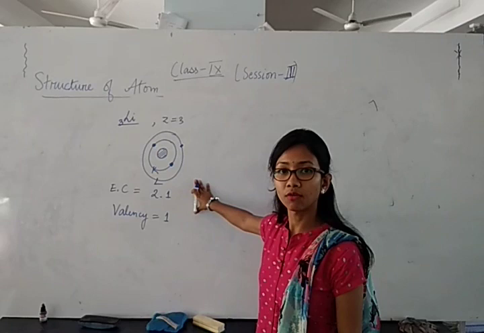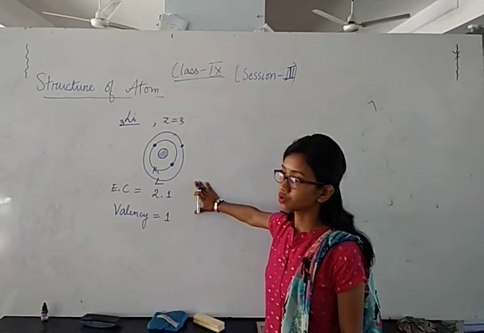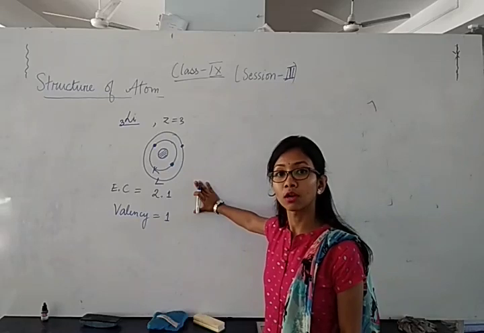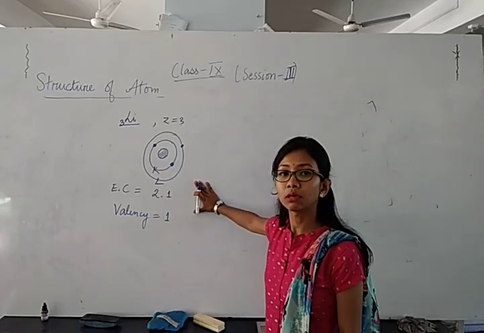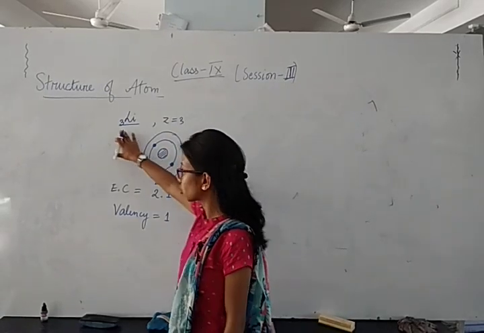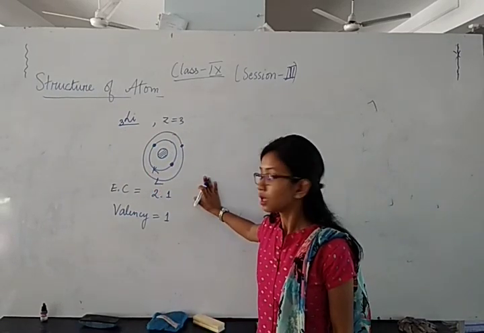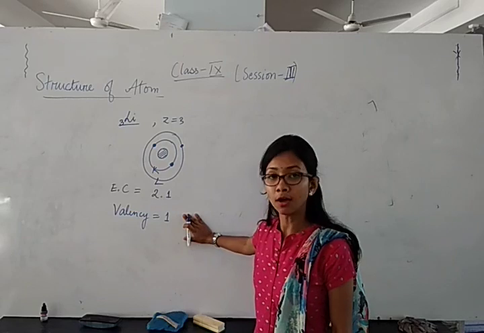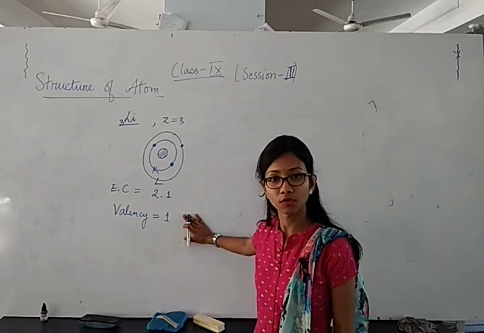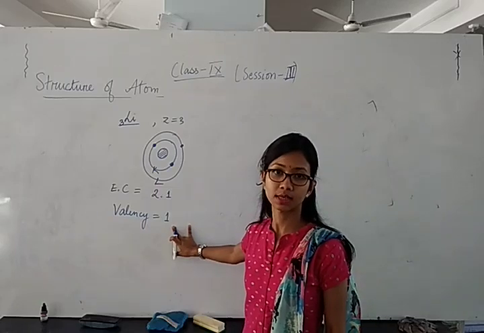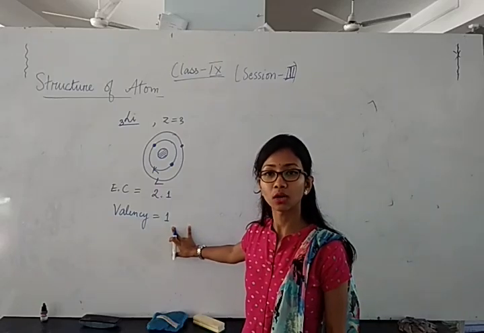The atomic model of lithium atom. Students, in the exam the question comes: draw the atomic model of lithium atom. Nothing will be given to you. You have to know the atomic number, that is the number of electrons and the number of protons. Then you have to know how to write the electronic configuration and how to write the valency. In the last session I discussed how to calculate the valency.